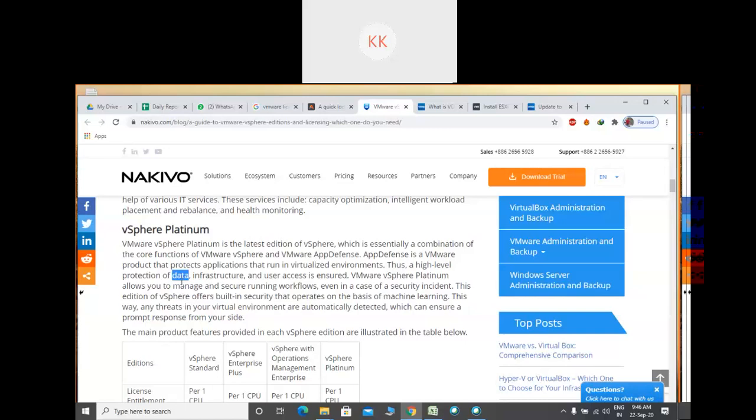As well as it provides protection to the infrastructure and the user access. All these different types of protection you'll find in the case of Platinum.